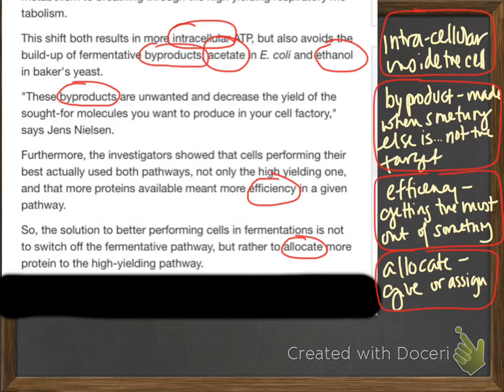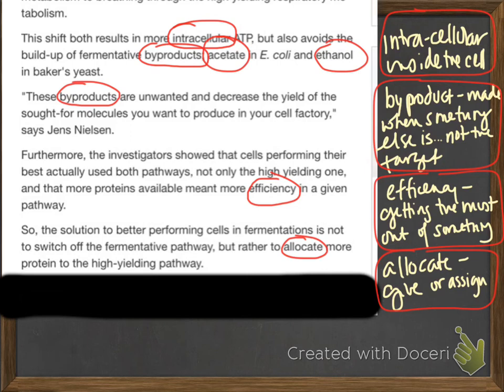I looked it up, and byproducts are something made during a chemical reaction that's not the desired product. So it's like something extra that gets made that you didn't really want. These byproducts are unwanted and decrease the yield of the sought-for molecules you want to produce. Furthermore, the investigators showed that cells performing their best used both pathways. Used both series of chemical reactions, not only the high-yielding one.